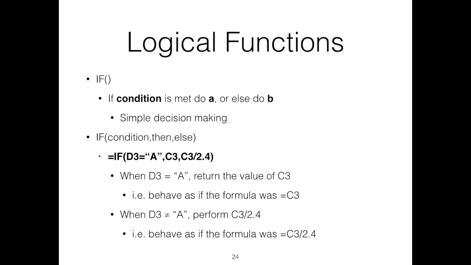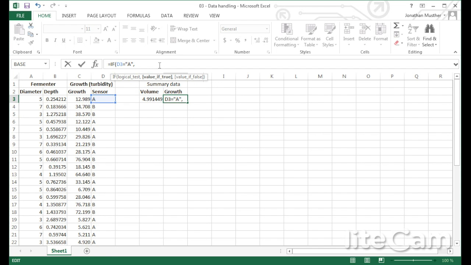So the phrasing that you need to think of is if, then, else. If something, do, then something else. Else, do a third thing. So our then is just C3. That is, if the sensor is sensor A, then just give me the value that's in C3. You don't need to do anything to it.